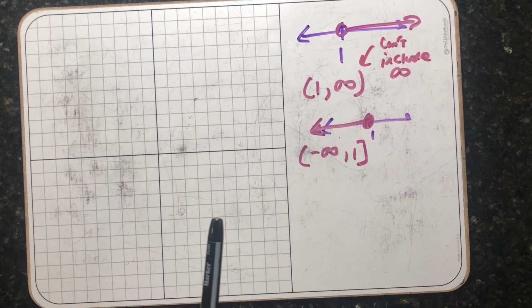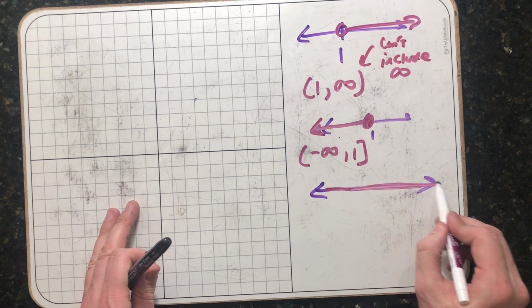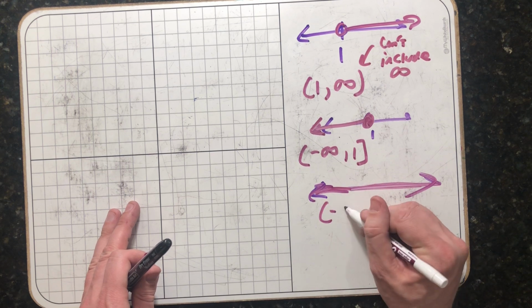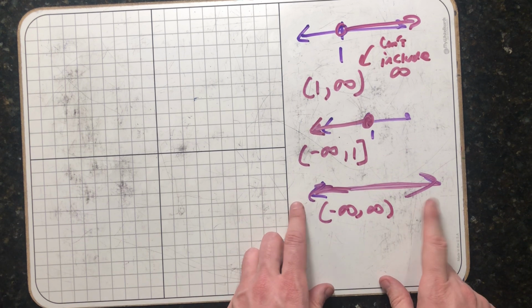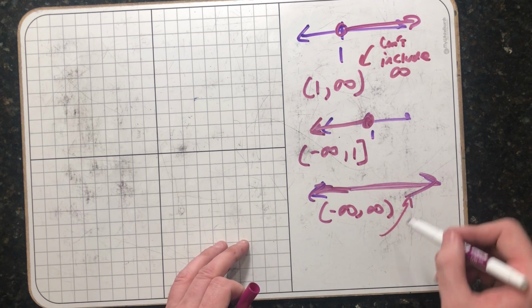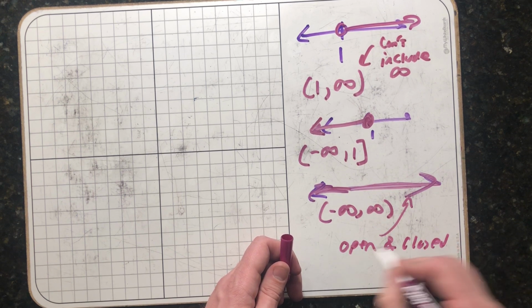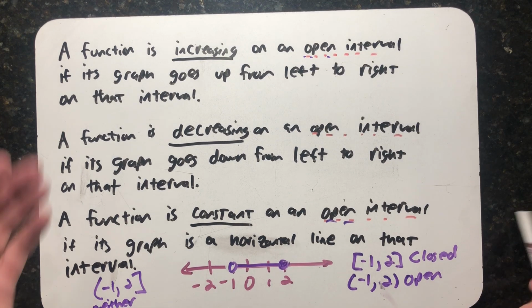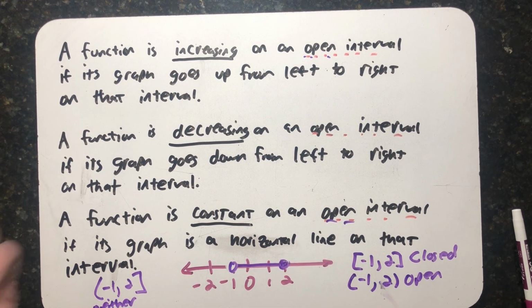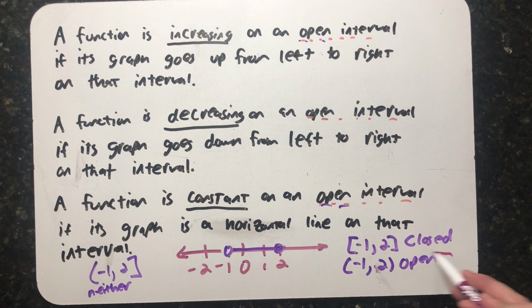And then the only other possibility I could think about is if I shaded the whole real number line. All real numbers from -infinity to infinity. That's the whole real number line. This is actually a special one. The whole real number line is actually both open and closed. It's special. All right, so a function's increasing on an open interval if the graph goes up, decreasing if the graph goes down, and constant if the graph is a horizontal line over an interval. We're only going to be using open intervals to describe this.